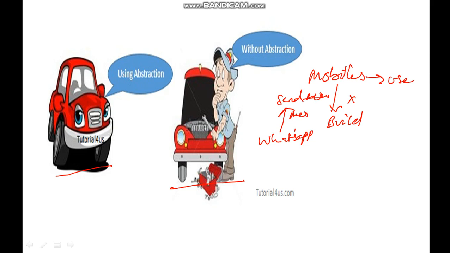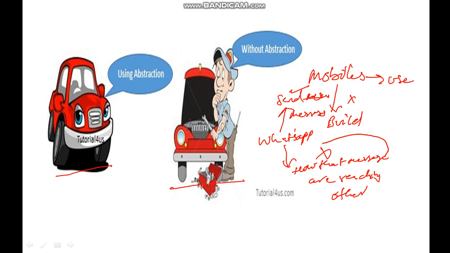but you don't know how those messages are reaching others. You don't know about this. These are called implementation details. So we see only the features, we don't worry about the implementation. That is called data abstraction.